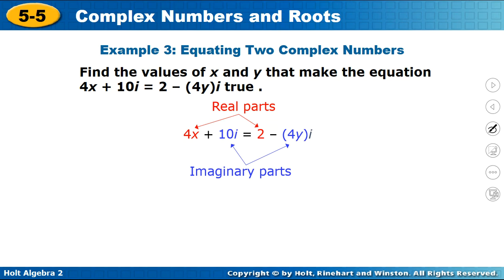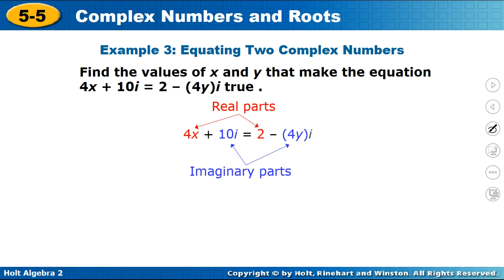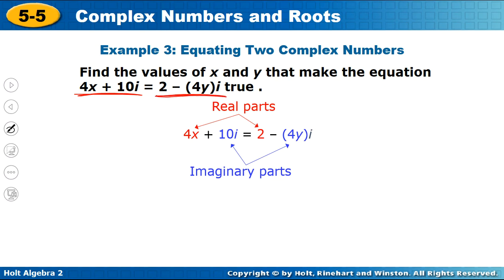Because this one does give us fractions, and I don't like starting with fractions, but let's go ahead and take a peek at it anyway. The point is basically how to solve it. Find the values of x and y that make the equation 4x + 10i equal to 2 - 4yi. So this is a complex number, and we're saying it's equal to this complex number.